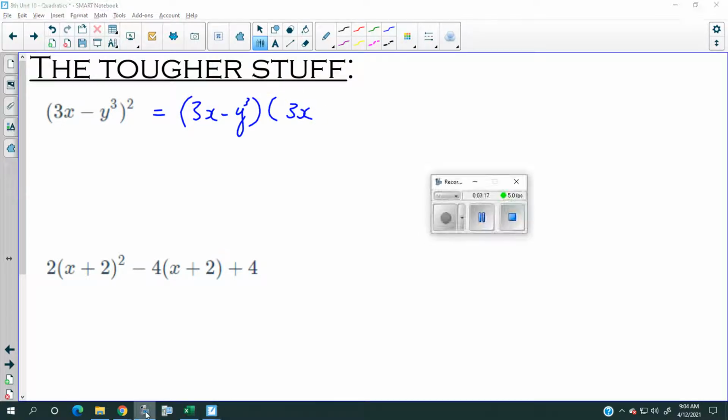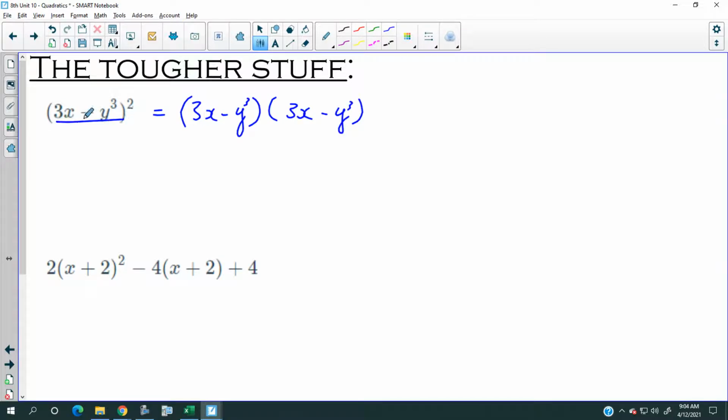Let me just make sure I'm still recording. Okay, good. That's minus 1, to the third, like that. See that? I'm just rewriting this twice, and then we can do FOIL. Let me just use a different color. First, so this is 9x squared.